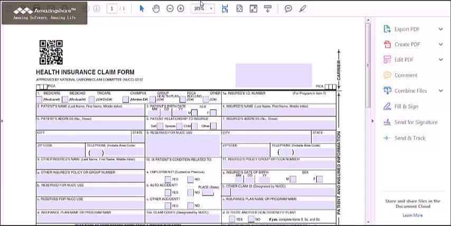This week we will be reviewing the CMS 1500 form. Our chapter readings will be chapter 11.